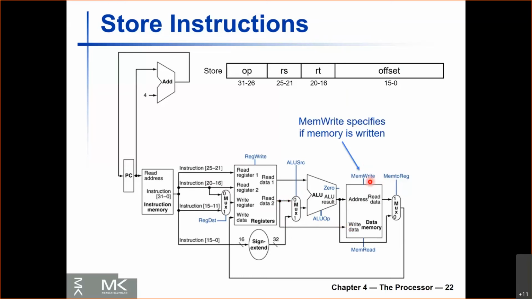Because if we don't do that and we just let it write every cycle, then if I have an add instruction, the second input, RT, is going to be taken and written to memory. And we don't want that. We only want to write on a store instruction. And that is why we're going to have a memWrite signal to tell the data memory whether or not to write. Okay? Clear? Any questions?